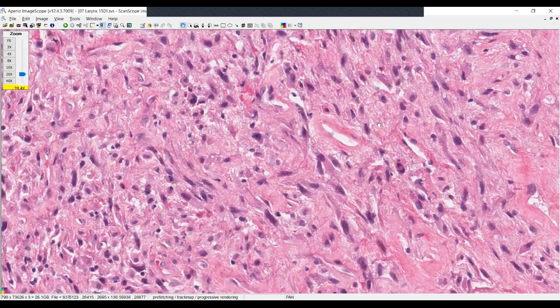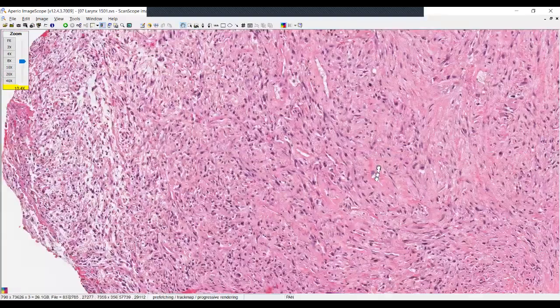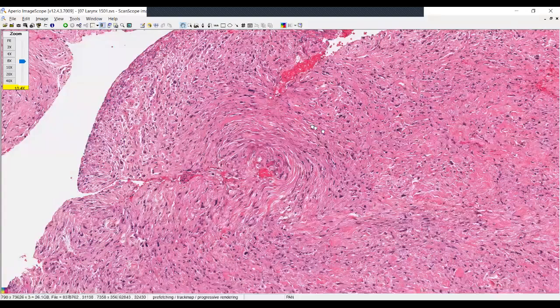So again, when I look at this, I try to focus on how much pleomorphism is present and how it is related to one another within the background stromal component. Several of the other things to consider in the differential diagnosis would be something like a solitary fibrous tumor.